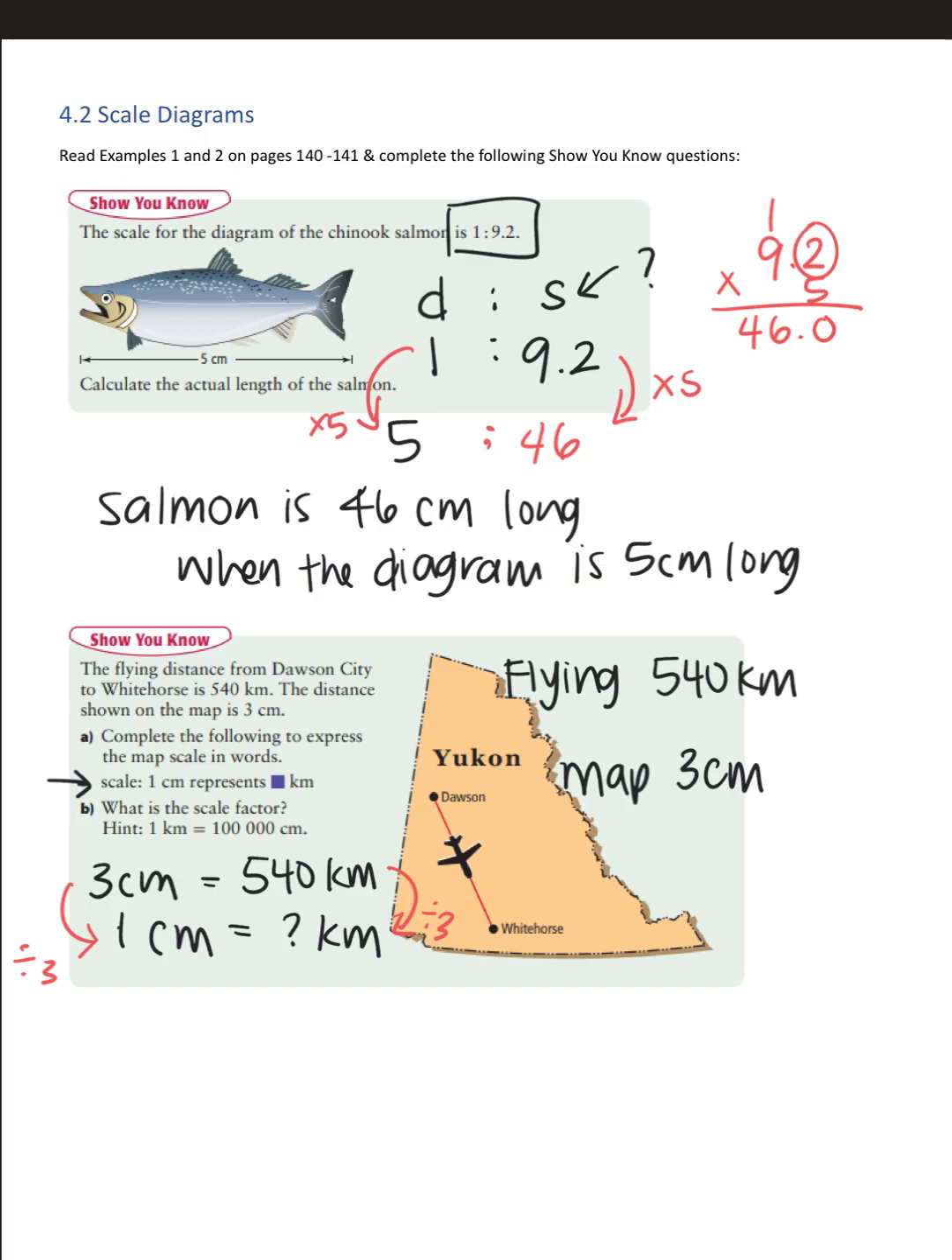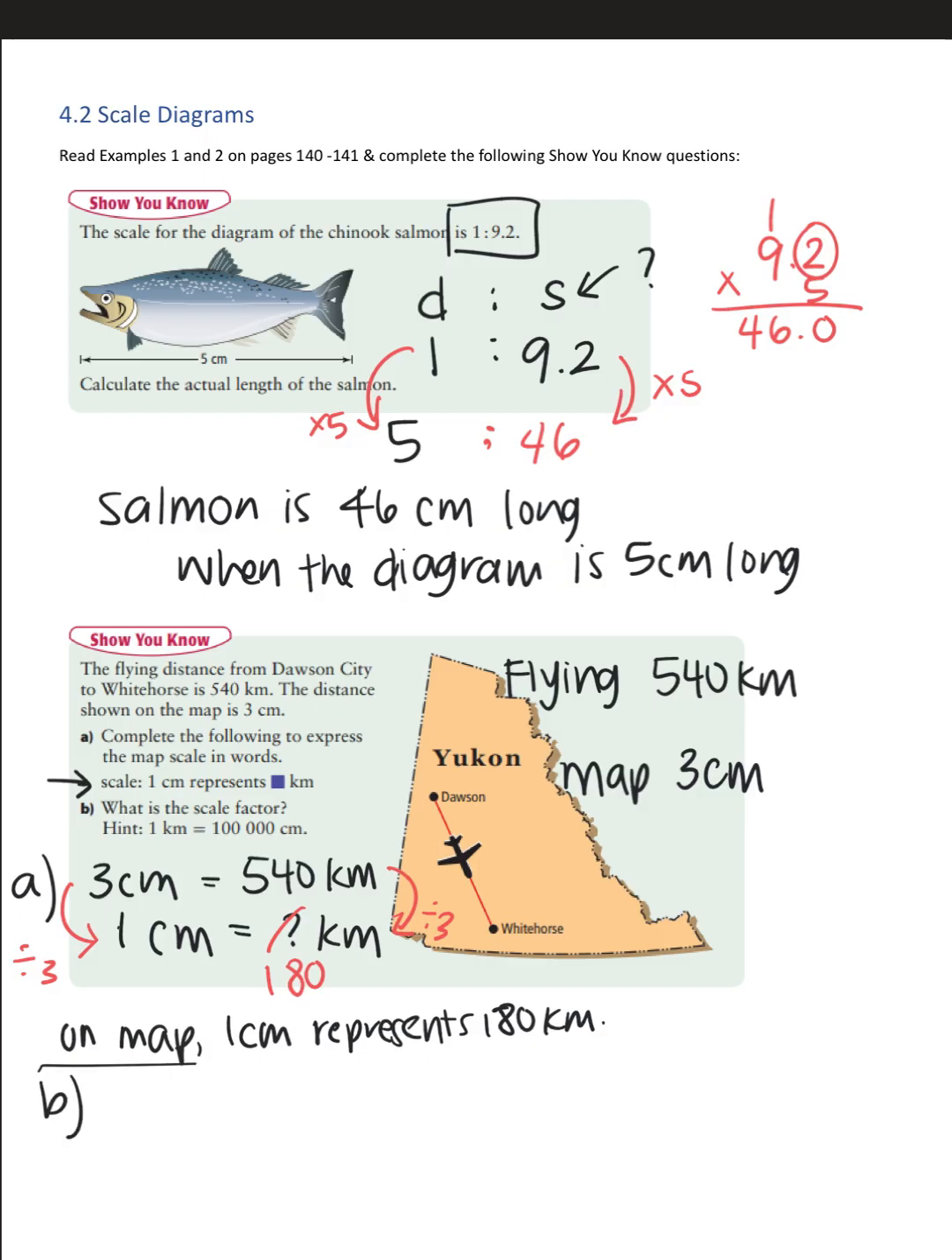When we take 540 and divide by 3, we are left with a value of 180 kilometers. So the answer for A, on the map, one scale represents 180 kilometers. So on map, 1 centimeter represents 180 kilometers. And that's all for A.